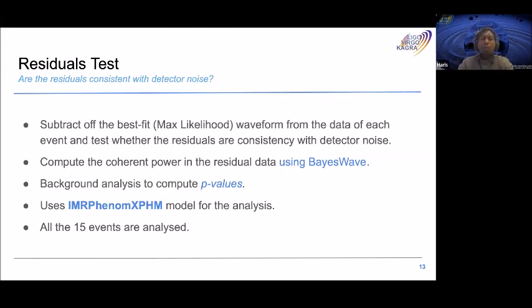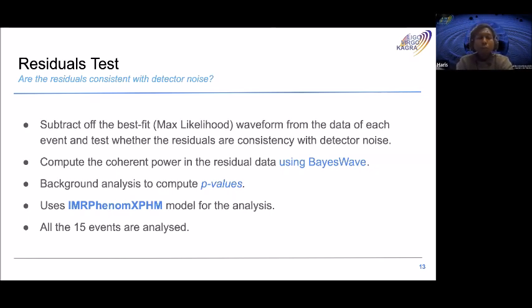For this, we compute coherent SNR in the residual data using the model-independent BayesWave pipeline. So in the ideal scenario, the only coherent part of the data, which is coherent among all the detectors, is the gravitational wave signal. Therefore, the coherent power in the residual data is expected to be very low.